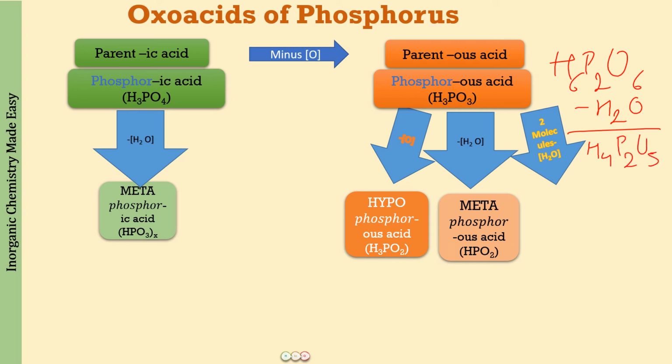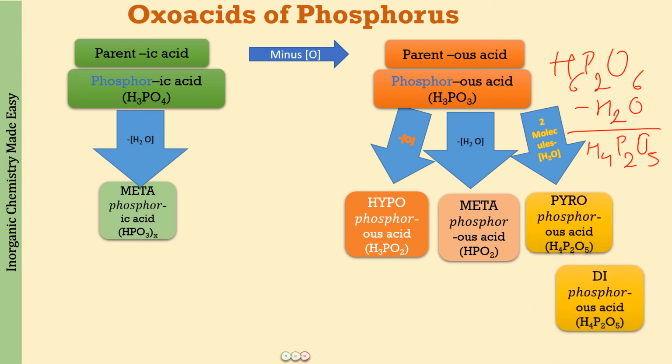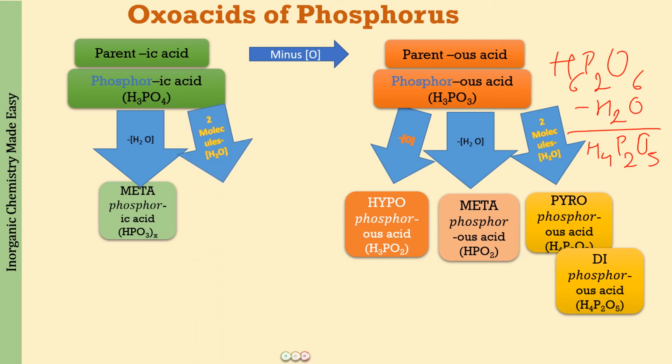And what will this be called? This will be called pyrophosphorus acid, that is H4P2O5, or it is going to be called diphosphorus acid. Alright, now similarly we can do this for phosphoric acid also. Multiply that by 2 and subtract 1 water molecule from that. What you will be getting is pyrophosphoric acid with the formula H4P2O7.